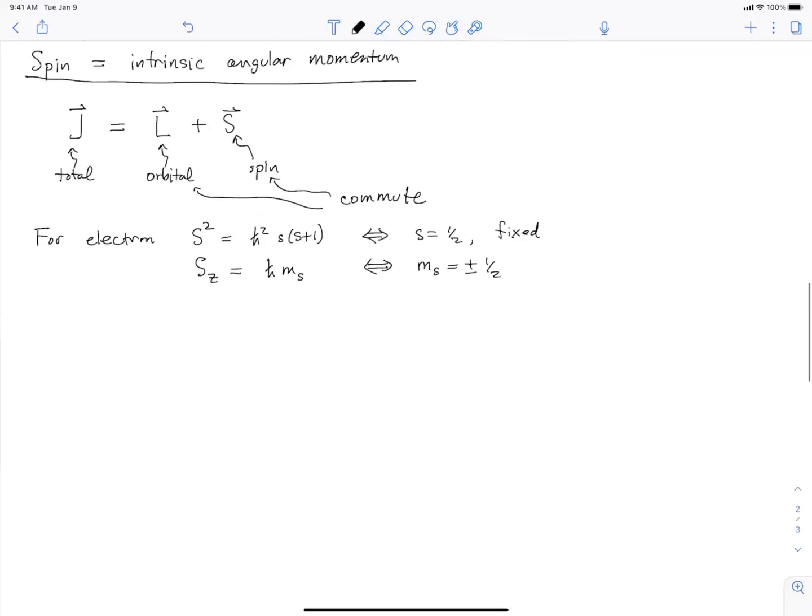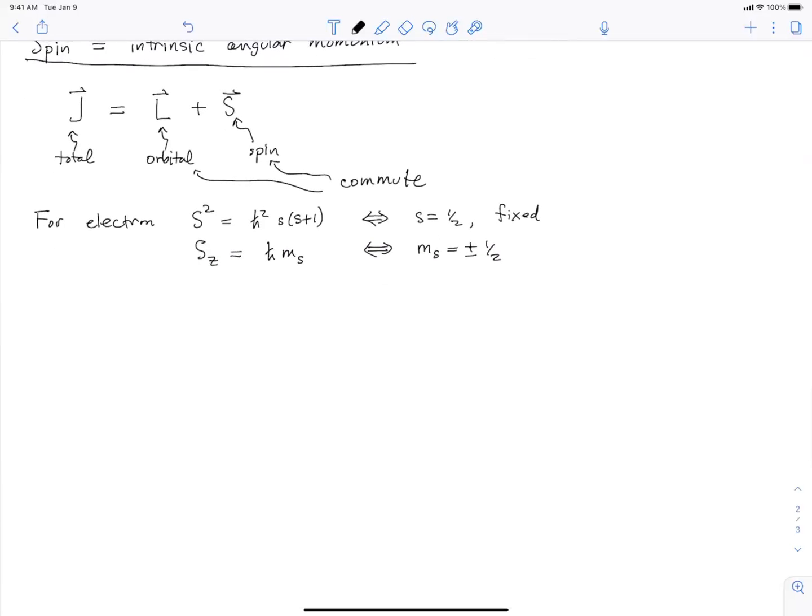Okay, so s equals 1/2 can't change, but for the orbital part, those can change. So L squared is h bar squared little l times little l plus 1. L sub z is h bar times m sub l, right? And both of these can change, meaning I can have a state with any value of l I want, as long as it's an integer, and then I can find another state with a different value of l, and my states can change between one or the other. Okay, but for spin, it's fixed. You only get one value.